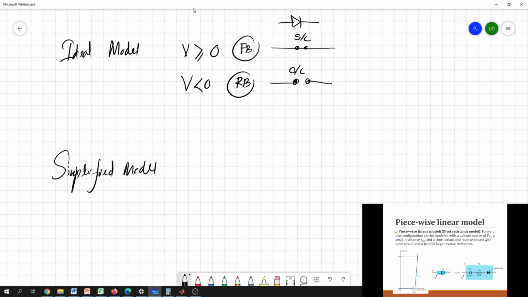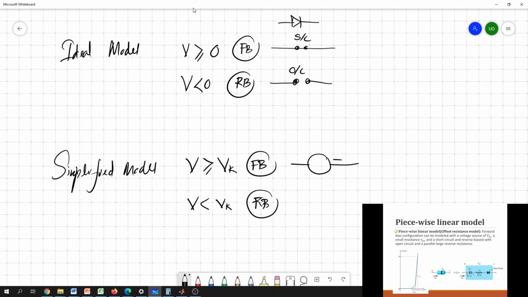If it is the simplified model, this is the condition you have to check. If the applied voltage across the diode is greater than or equal to Vk, it's simply forward bias, otherwise it's reverse bias. If the diode is forward bias in the simplified model, we can replace the diode using a fixed DC voltage source of the value Vk. This is the knee voltage or the barrier voltage. If it is reverse bias, you can simply replace it with an open circuit element.